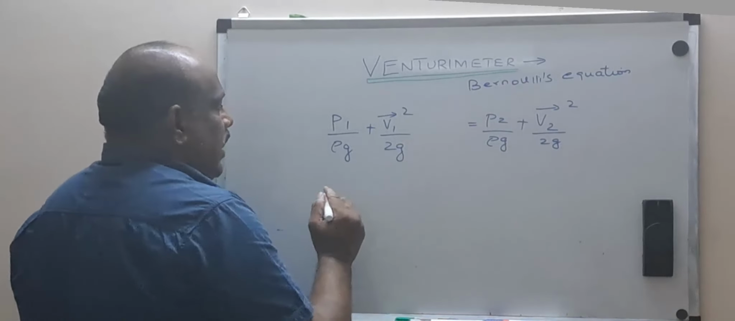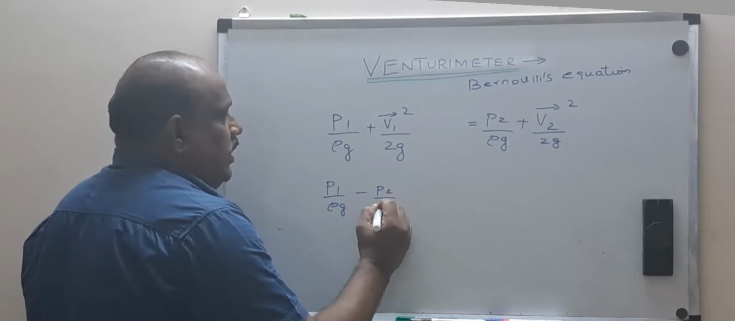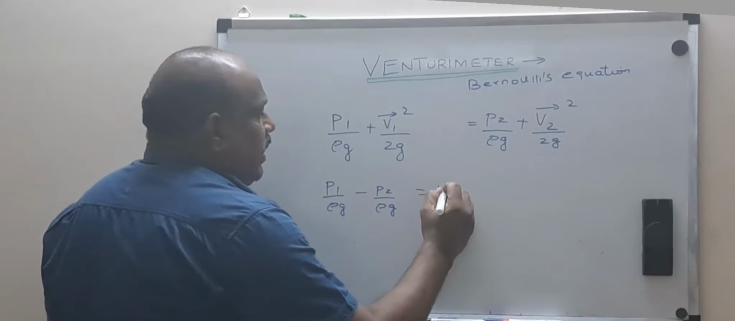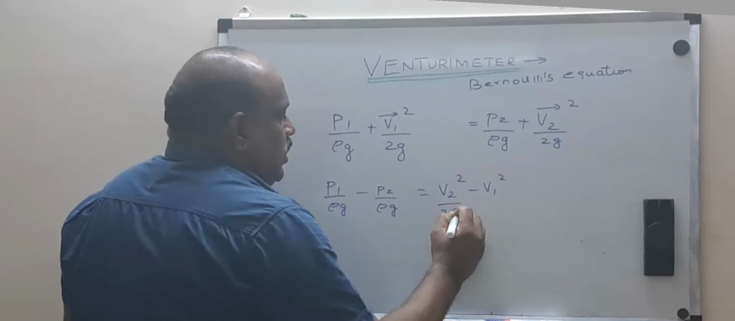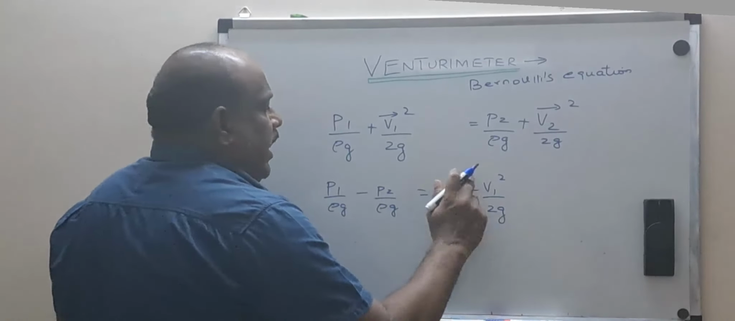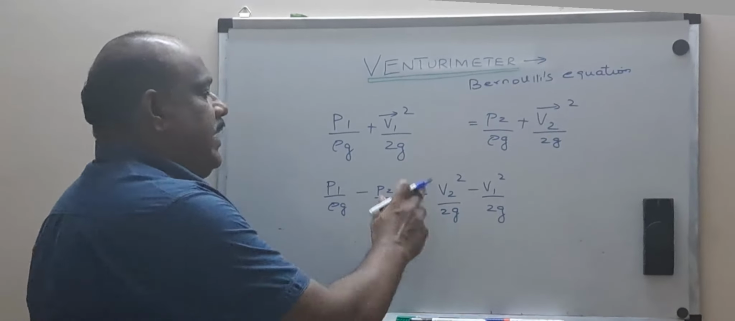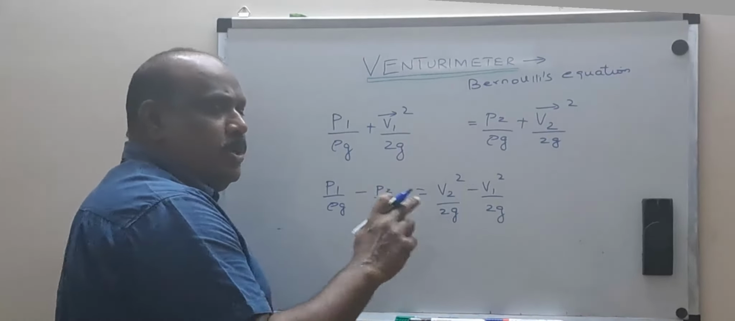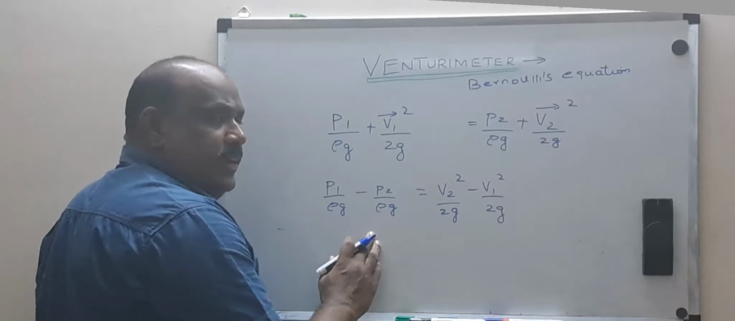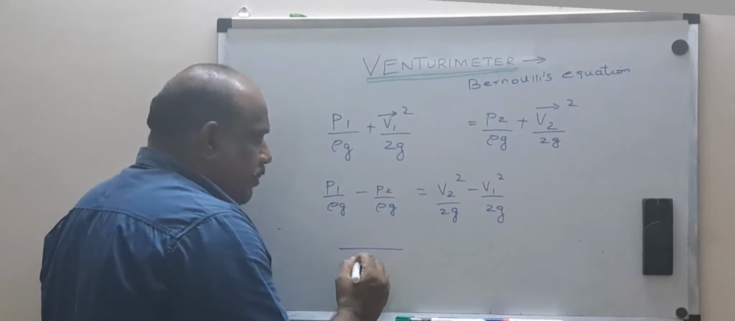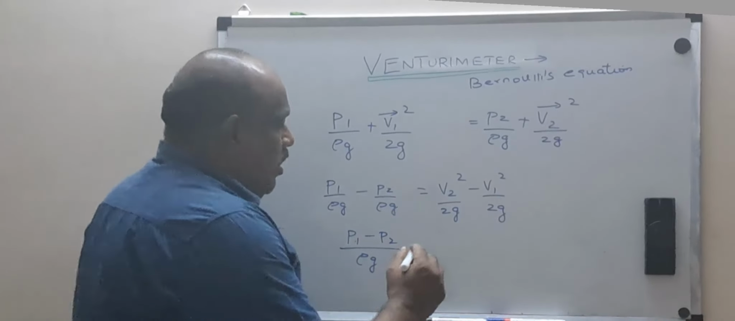Now let us do the mathematical work: P1 by rho g minus P2 by rho g is equal to V2 squared by 2g minus V1 squared by 2g. Hereafter I am not putting an arrowhead, but you can understand that it's not volume, it's only velocity, because it is kinetic head. Now which term can we take common? The denominator can be rho g, so the numerator will become P1 minus P2. What about this one?